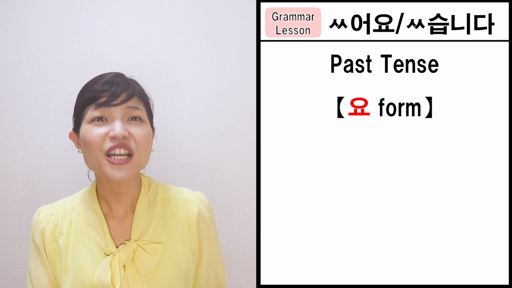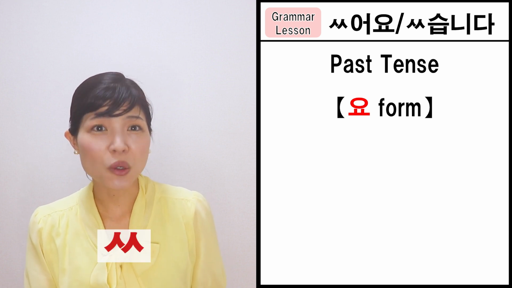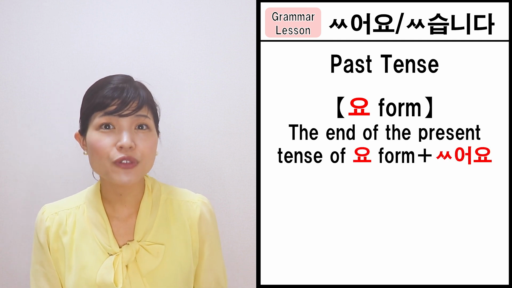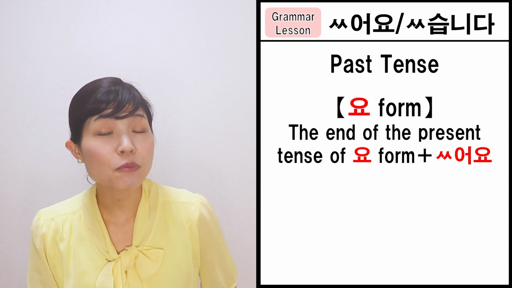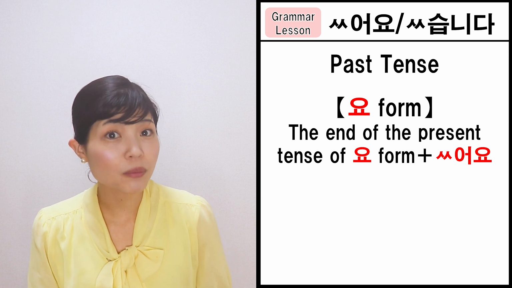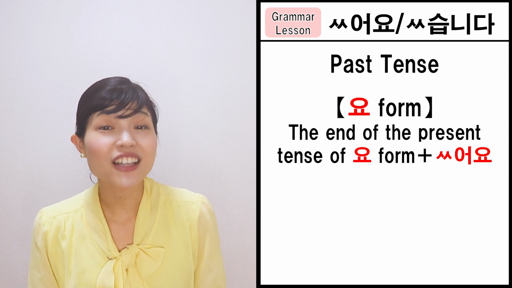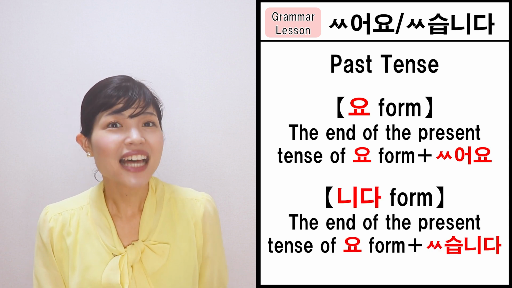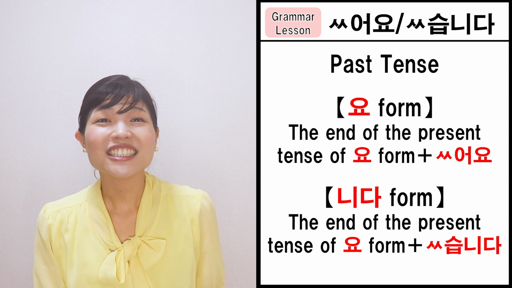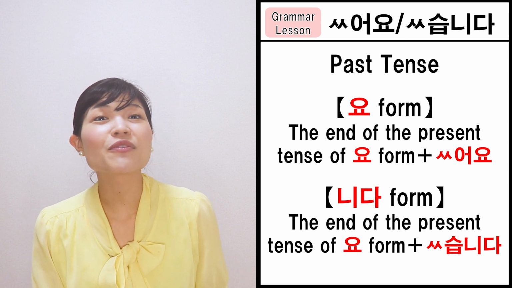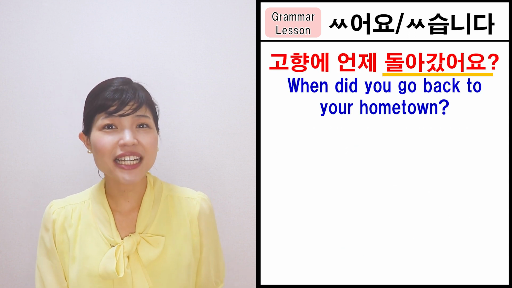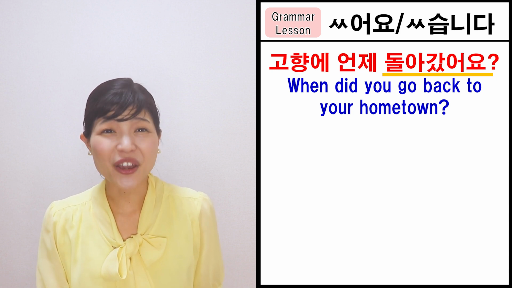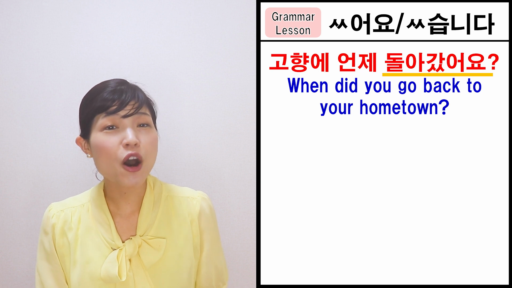For the past tense, you always use 쌍시옷, which is made up of two 시옷. If you remove the 요 at the end of the present tense of the 요 form and add 었어요, it becomes the past tense. If you add 었습니다, it becomes the past tense of the 니다 form. In the conversation, Tammy asks, 고향에 언제 돌아갔어요? When did you go back to your hometown?